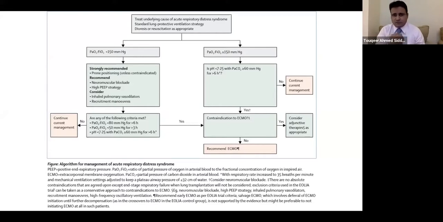Now, if they're not improving despite all this, you have done recruitment maneuvers, you've done sedation, you've done all the lung protective ventilatory strategies, you've done all the tricks in the book, they're not improving. And they are within the age limit, say somebody is less than 60, no comorbidities, very fit, single organ failure. You should always discuss every case with an ECMO center or ECLS center, whether they would be a candidate for VV ECMO, and then these patients should be considered and they should be put on ECMO.